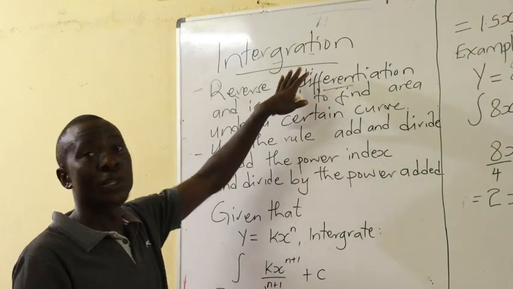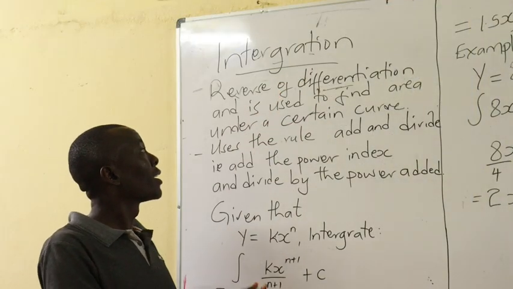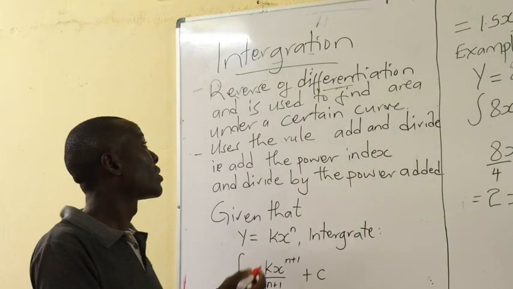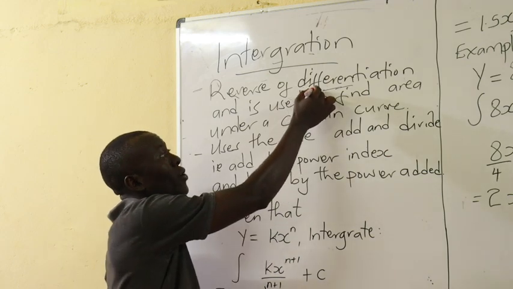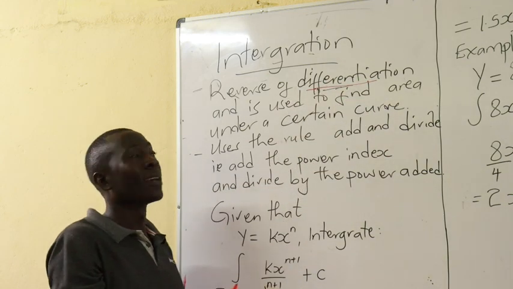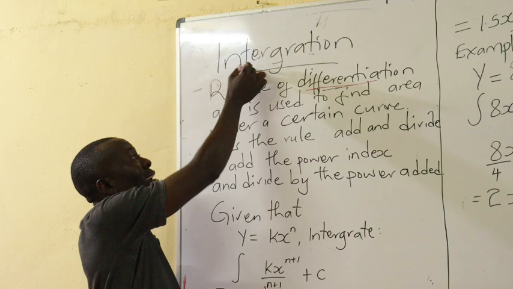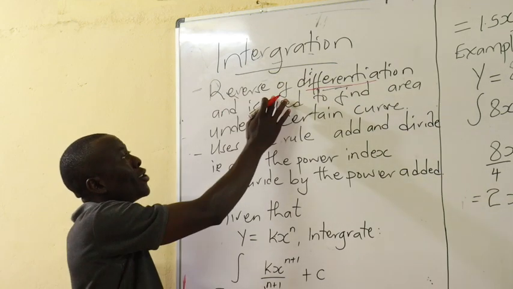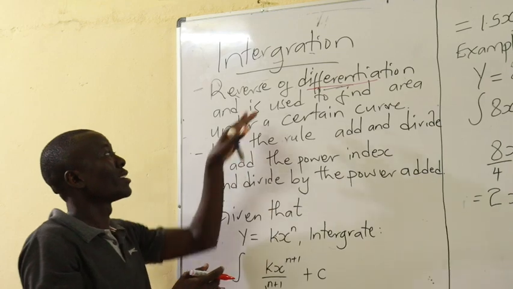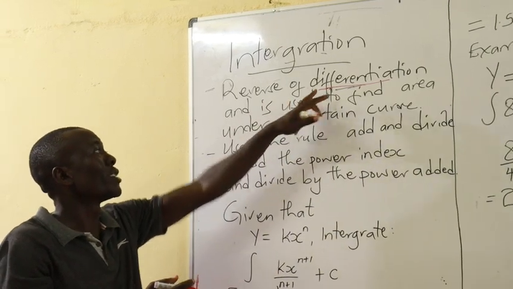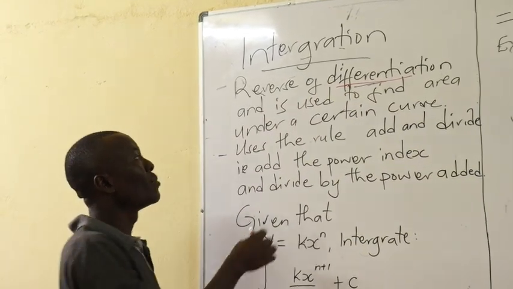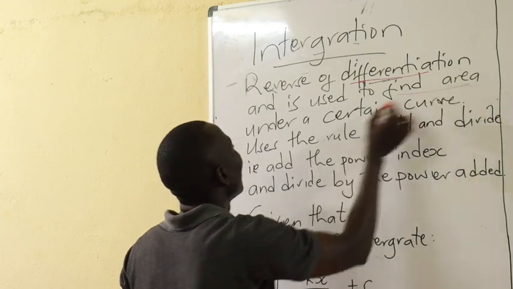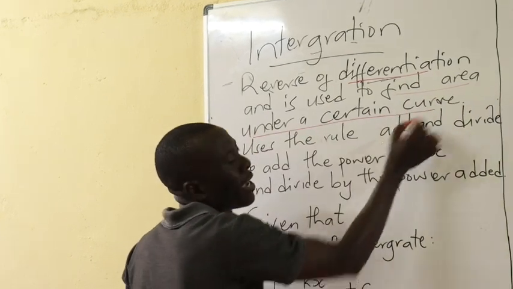As we had mentioned earlier on, calculus is divided into 2 categories. We had differentiation, which we have just done earlier, and then the second part is integration. Integration is the reverse of differentiation, and it is aimed at finding the area under a curve.